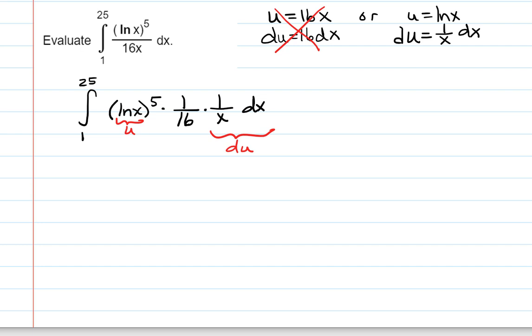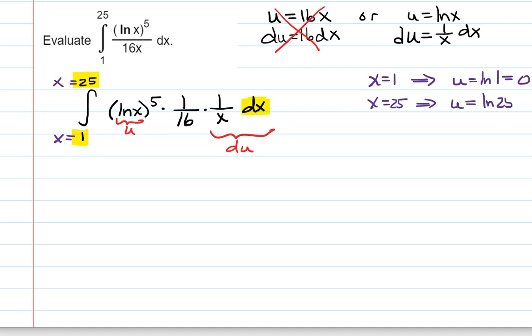The only other thing I need to worry about is, remember that since this is a dx integral, these are x values. In fact, I like to remind myself these are x values by writing x right here. If I'm going to change this to all u's, it doesn't make sense to have bounds that are x's. So let's figure out when x is equal to 1, what would u be equal to? It would be the natural log of 1, which is going to be 0. And when x is equal to 25, u would be equal to the natural log of 25.